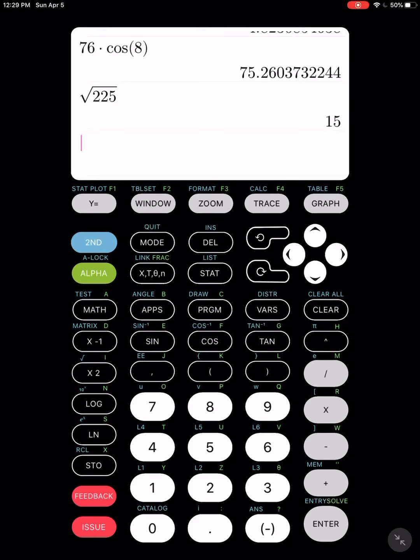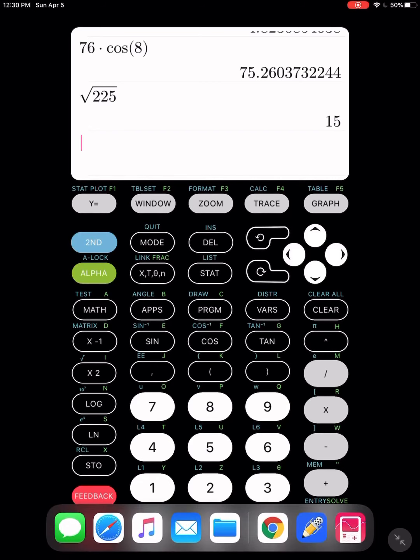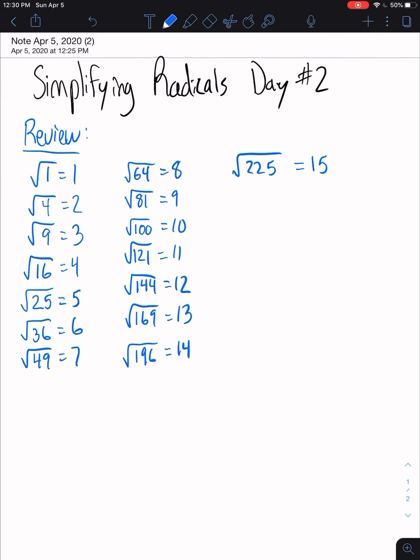If you have an Android device, you can actually download the actual TI-84 calculator that we use in class for free. If you don't have an Android device, that's okay. Just download this calculator here. It's a great one and does a really nice job. It's called Calculate 84. It's free for all Apple devices. Okay, so we're going to be using these to simplify radicals into simplest radical form.